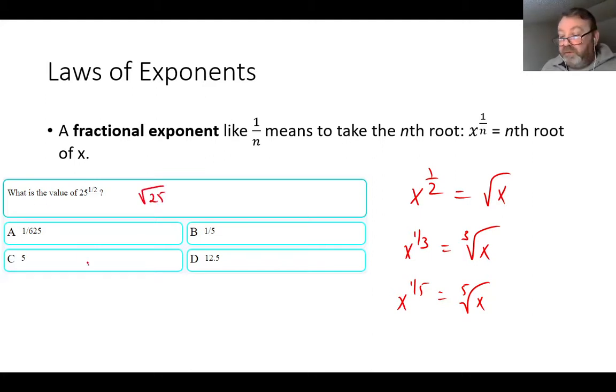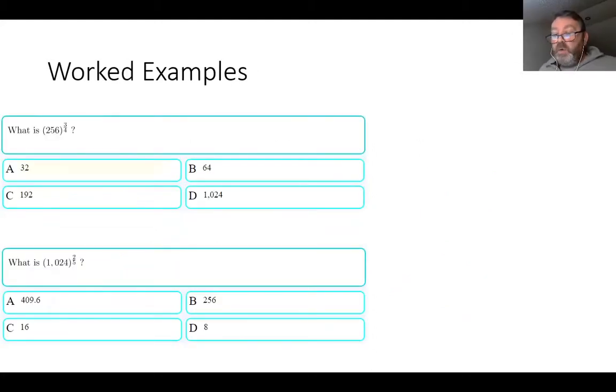And the square root of 25 is 5. That's how easy they are. And that is the third idea that these laws are expressed on. Let's try another one. What is 256 to the power of 3/4?